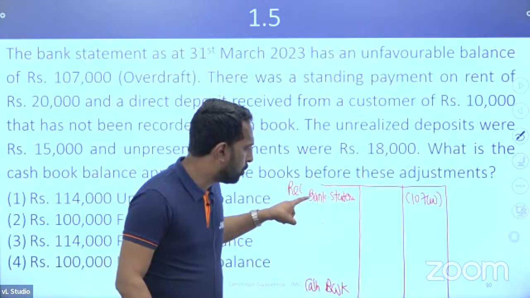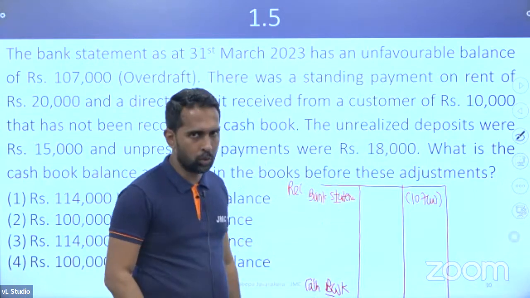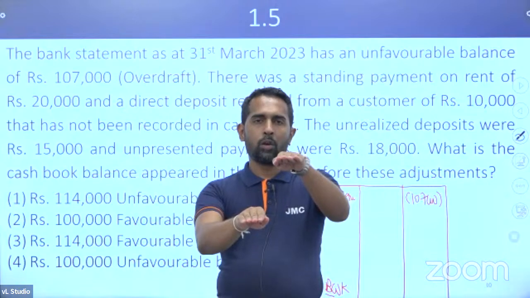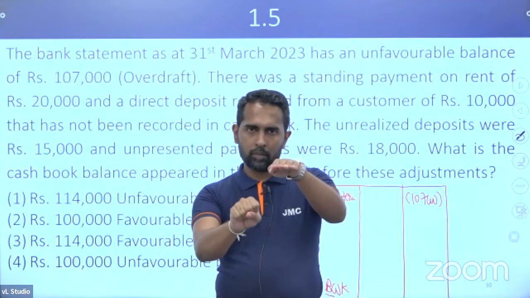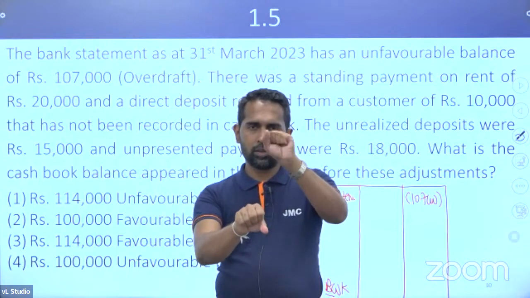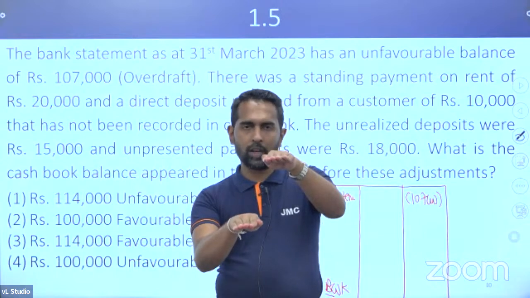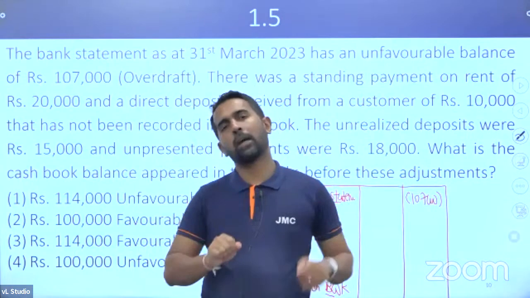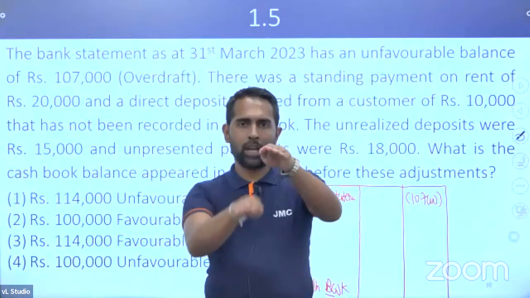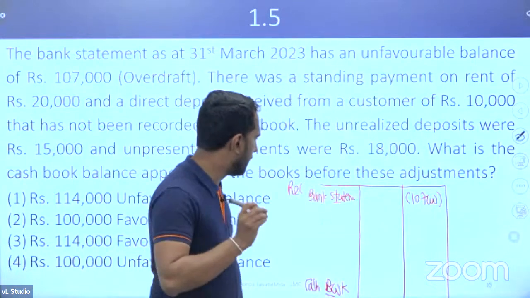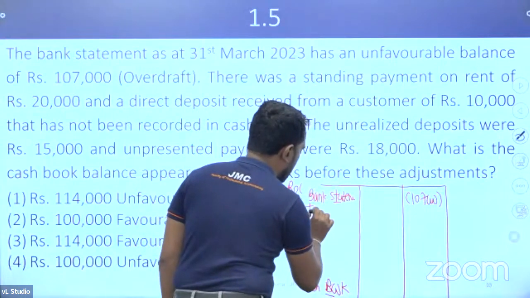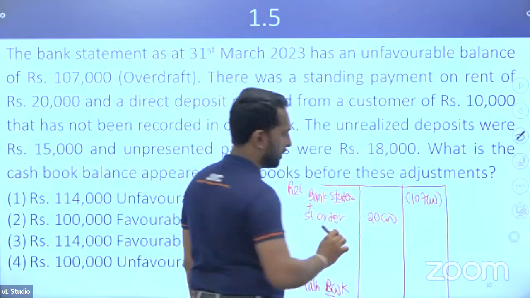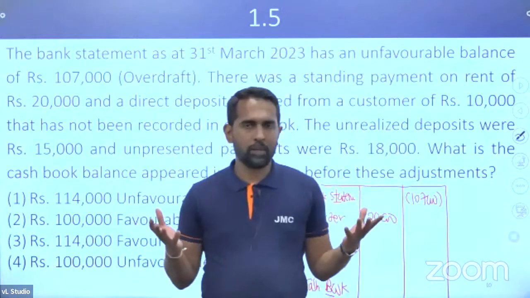Now, look here. We are going to move from the statement to the cash book. Once again, cash book, bank statement, standing order payment. From where are we going to move? From the statement to the cash book. Statement balance is lower, cash book balance is higher. So we are going from the lower balance to the higher balance, from the statement to the cash book. Then what we need to do is add. So we are going to add the standing order 20,000.